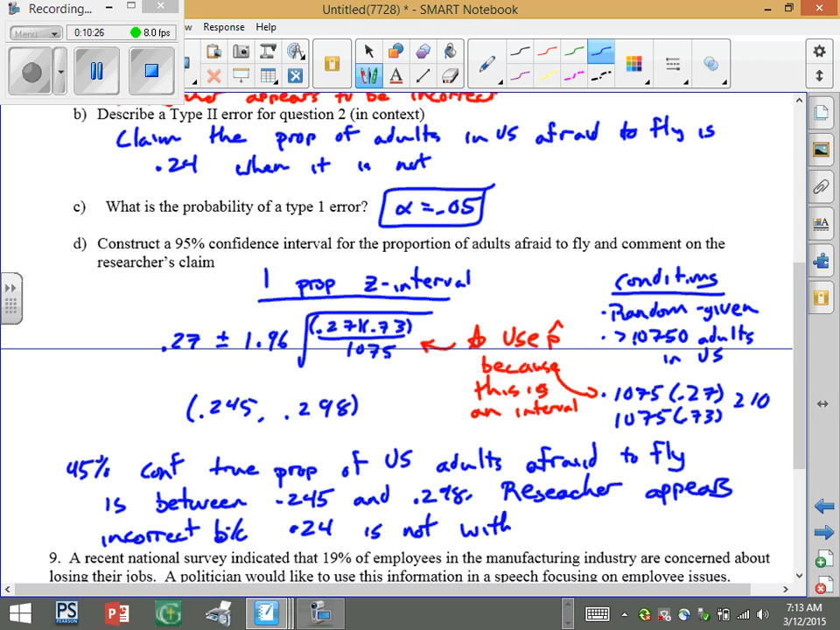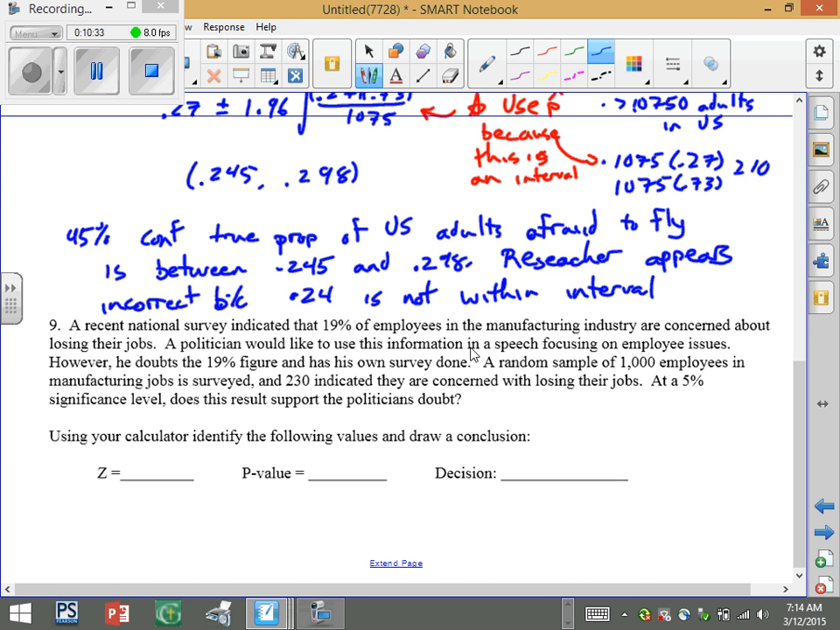All right. So one last problem down here for us. So a recent survey indicated 19% of employees are concerned about losing their job. So the politician is going to use this information to focus on employee issues. He doubts 19%, does his own survey, random sample of 1,000 employees in a manufacturing job, indicated 213, and 5%. Does this result help or hurt the politician's doubt? So he just doubts the 19%.